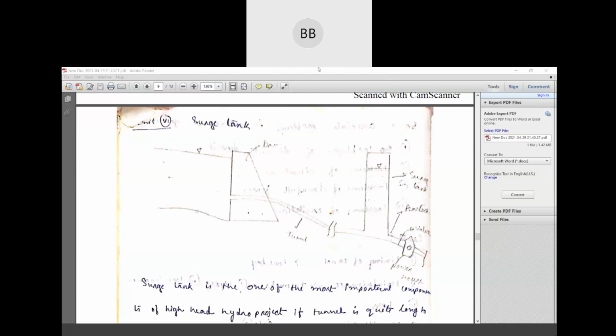Surge tank we have already discussed many times. So, you can draw this simple diagram. This is our dam. This is our reservoir. From here, we have diverted the flow through this tunnel. And then we have this structure called surge tank. And this is our powerhouse.